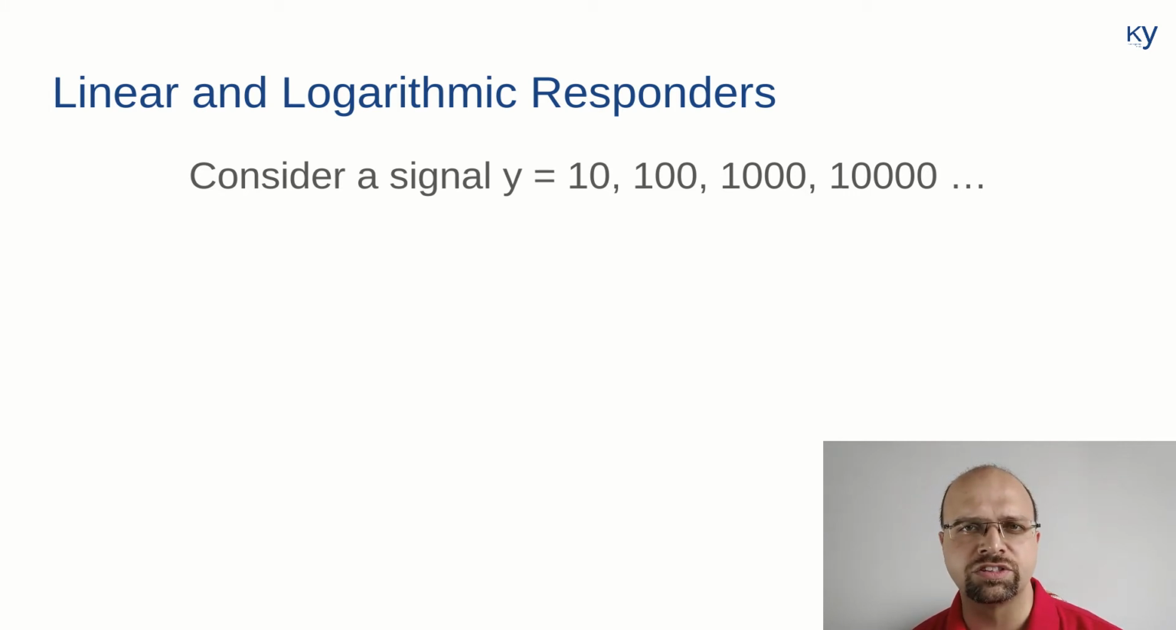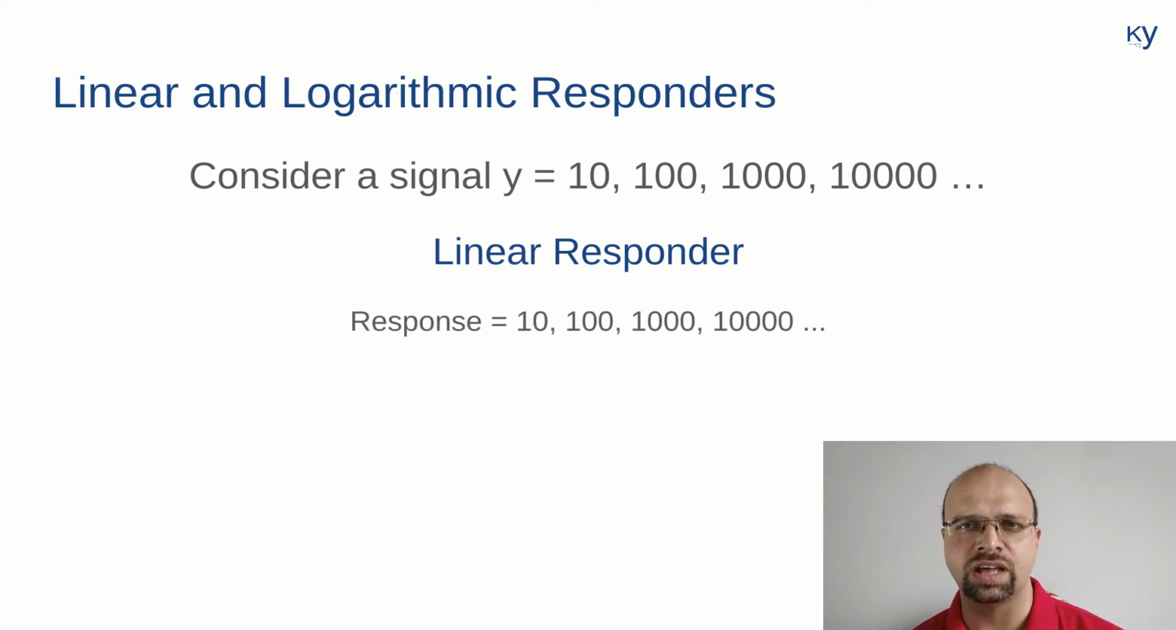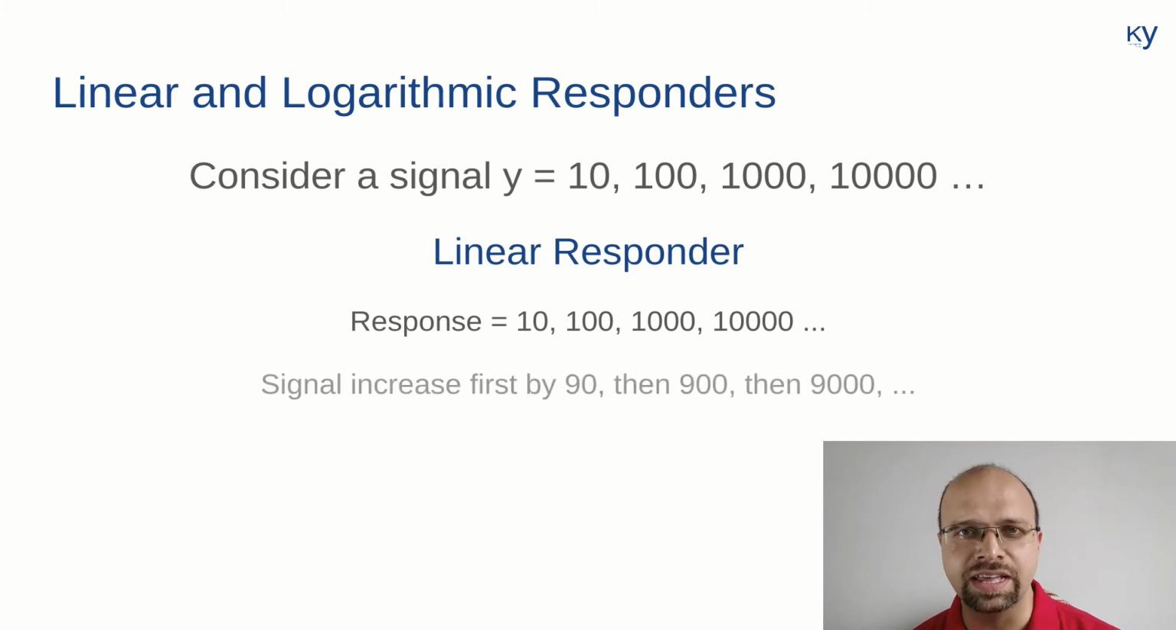Now, a linear responder is the one which says that after receiving the signal, yes, it is 10, yes, it is 100, yes, it is 1000, and so on. So if I ask a linear responder, can you tell me how the signal is changing? Then it says, yes, initially the signal increased by 90, then the signal increased by 900, then the signal increased by 9000. However, if I take a logarithmic responder, it says the response 1, 2, 3, 4.